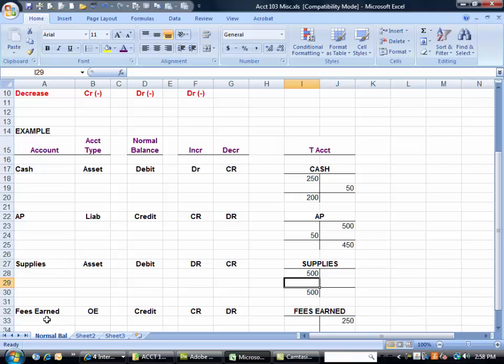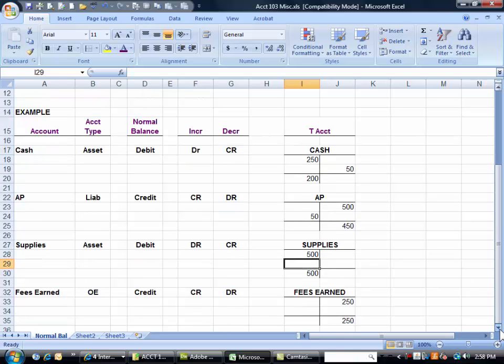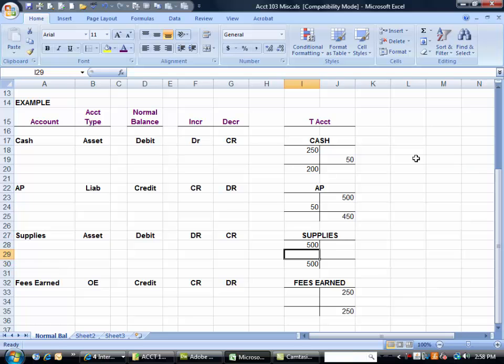And then fees earned are a revenue, and revenues are an owner's equity account. So they have a credit normal balance. The credit is the increase, the debit is the decrease. So if I look at my T accounts, I love T accounts. They're the best way to do accounting, even with computers. T accounts are the best.